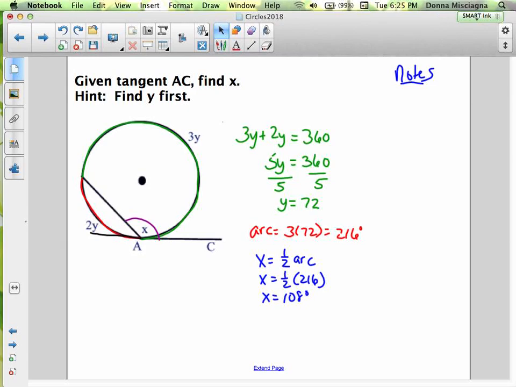All right, so it's not too difficult to work with tangent chord angles because the two angles together add up to 180 degrees. The two arcs together add up to 360 degrees. The arc is twice the angle, and the angle is half the arc.